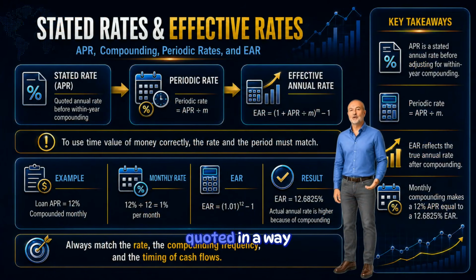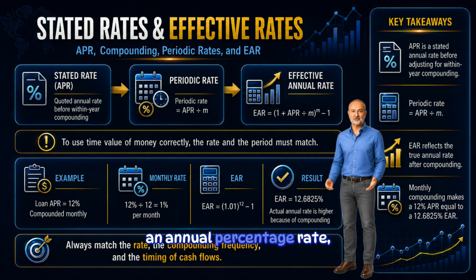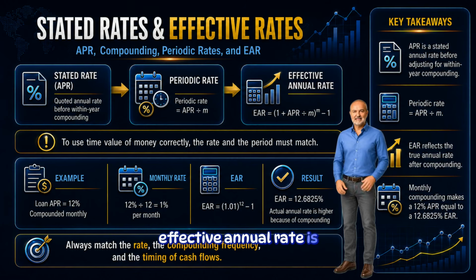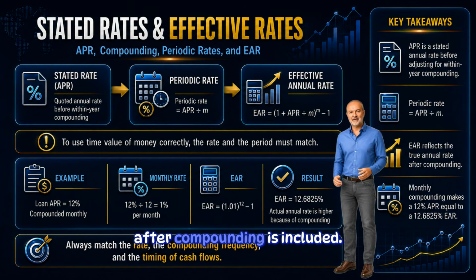Interest rates are sometimes quoted in a way that does not fully show the true annual rate earned or paid. A loan may quote an annual percentage rate, but interest may compound monthly, quarterly, or daily. To use time value of money correctly, the rate and the period must match. A stated annual rate reports the annual rate before adjusting for compounding within the year. If the stated annual rate is compounded m times per year, the periodic rate is equal to the stated annual rate divided by m. The effective annual rate is the actual annual rate after compounding is included.